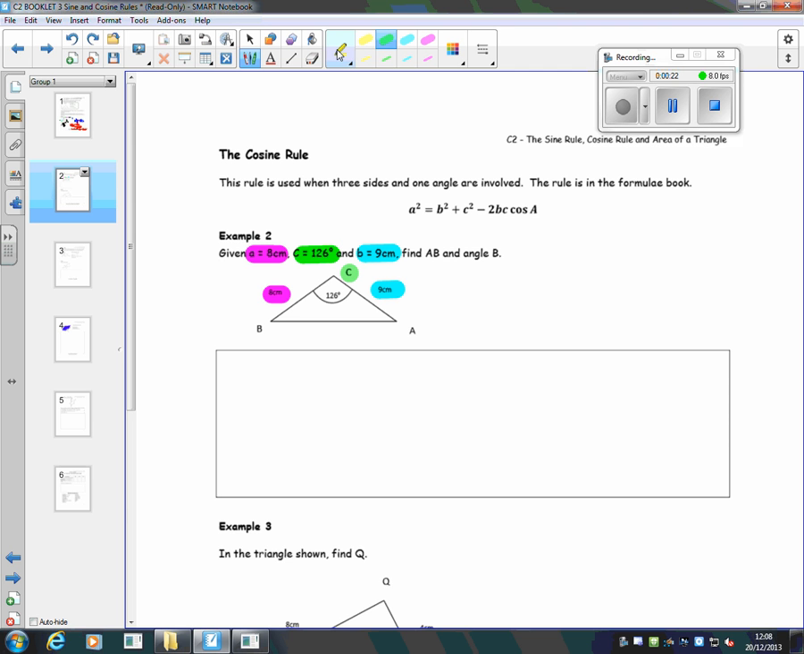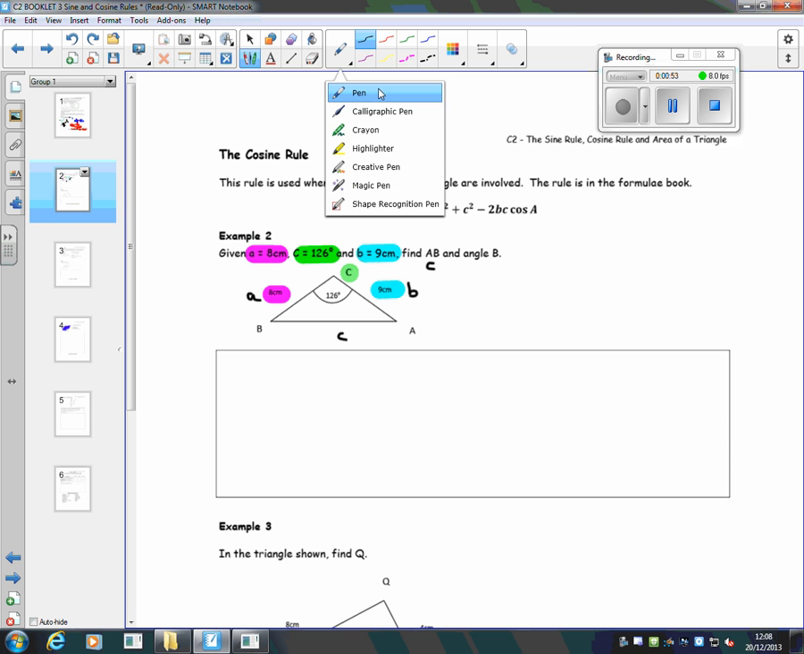So, just as in the other example, we are going to label the side opposite the angle with the lowercase of the letter. So this side opposite angle capital C is lowercase c. This side opposite the angle capital B will be lowercase b. And this side opposite the angle capital A will be given a lowercase a. Now, the next thing that we're going to do is find AB, which we have now labelled as lowercase c.